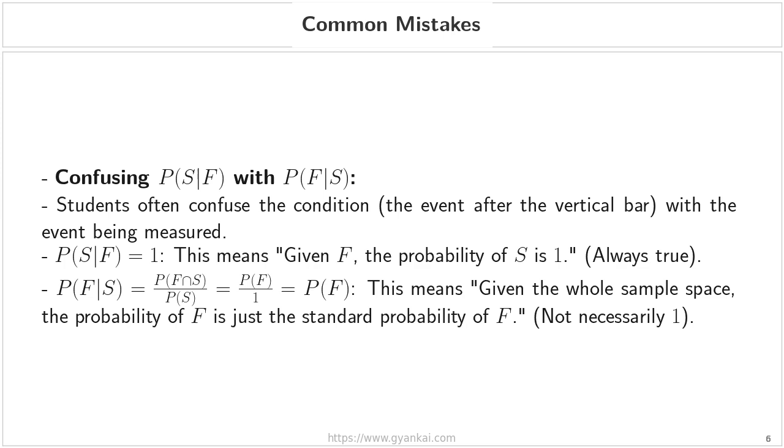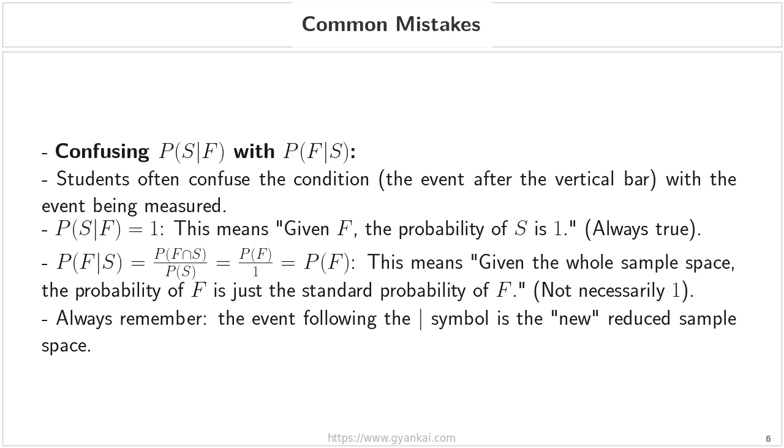P of F given S. If we apply the formal definition, we get P of F intersection S divided by P of S. Since the intersection of S and F is just F, and the probability of the entire sample space S is 1, the formula simplifies to just P of F. This means the probability of F occurring, given the entire sample space, is simply the standard original probability of F, and as we know, this value is not necessarily 1. It depends entirely on the event itself.